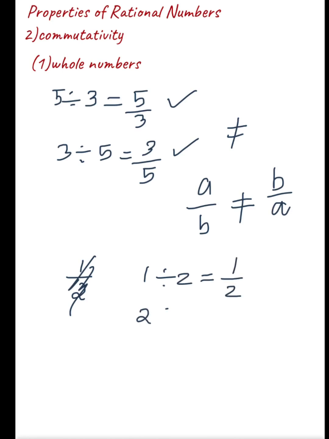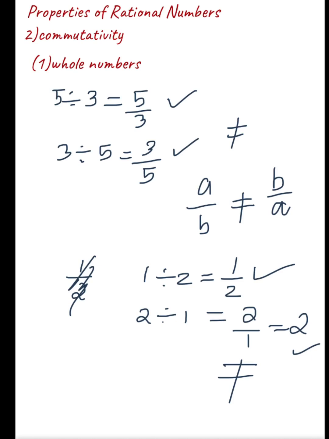Now what about 2 divided by 1? It will be 2 by 1, which is equal to 2. So the first one is 1 by 2 and the second one is 2. You know that both are not equal. So you can say that A by B is not equal to B by A for whole numbers, or you can say division is not commutative for whole numbers. So this is the case for whole numbers.